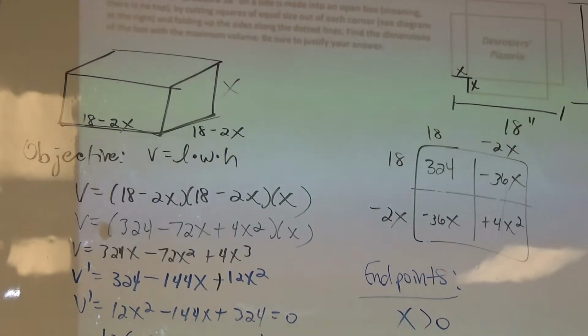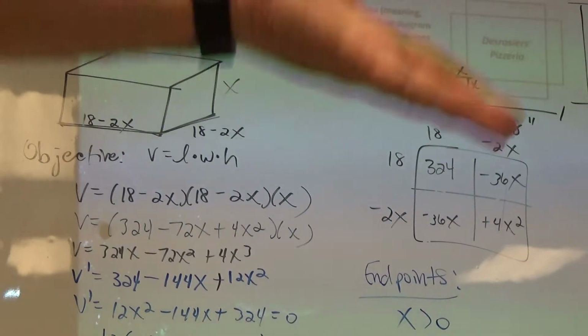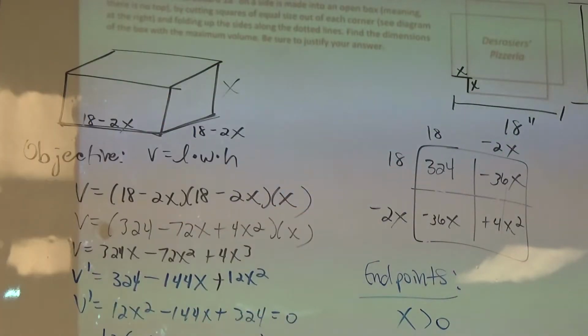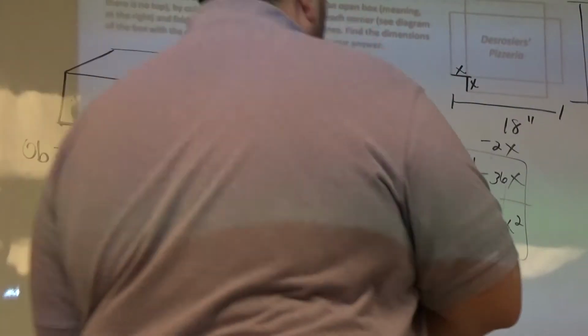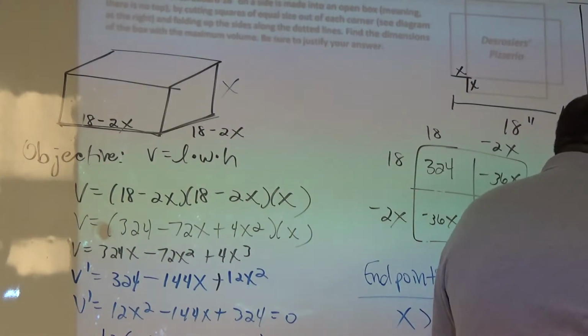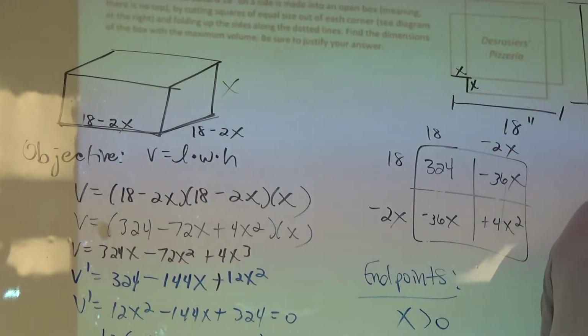Right, you gotta make sure you're answering their question. The question is, what are the dimensions? By dimensions, I mean, what's the length, what's the width, what's the height? So plug it in. I need to know dimensions. So we take that original 18 minus 2. Your length is 18 minus 2 times 3, which I think is 12 inches.